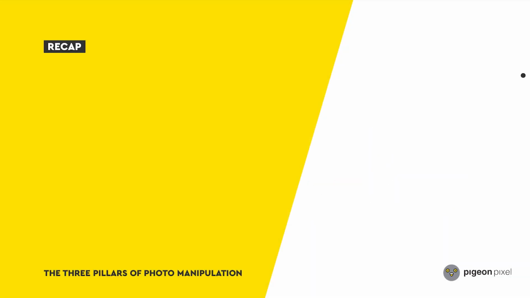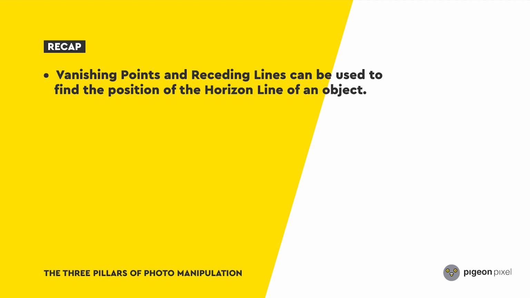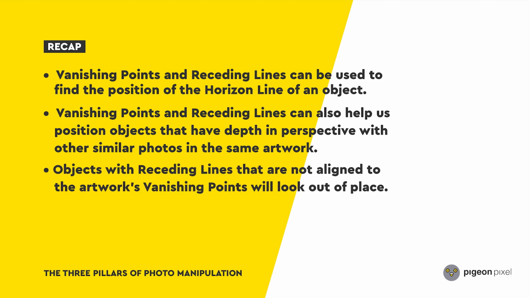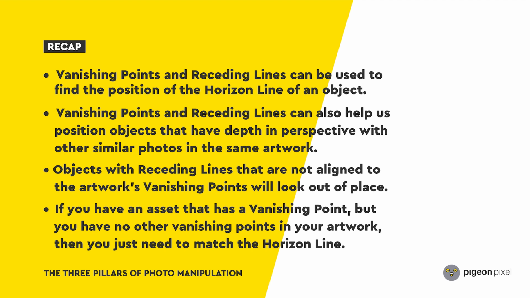Let's recap. Vanishing points and receding lines can be used to find the position of the horizon line of an object. Vanishing points and receding lines can also help us position objects that have depth in perspective with other similar photos in the same artwork. In this case, matching the horizon line is not enough, and we need to align the vanishing points as well. Objects with receding lines that are not aligned to the artwork's vanishing points will look out of place. If you have an asset that has a vanishing point, but you have no other vanishing points in your artwork, then you just need to match the horizon line.